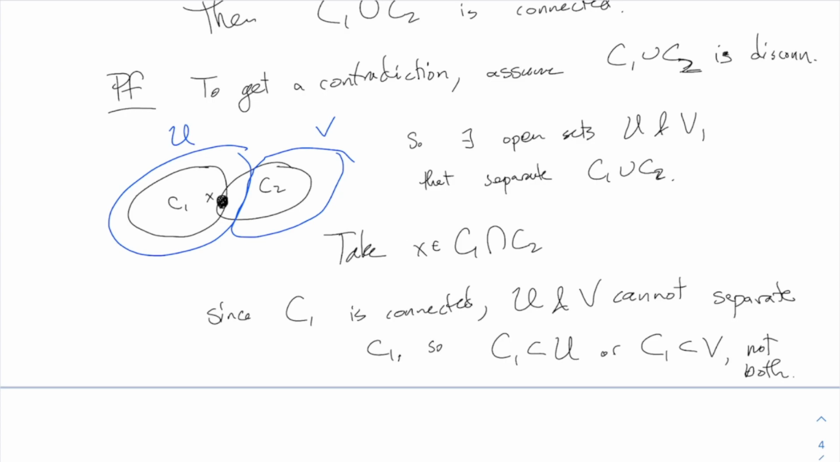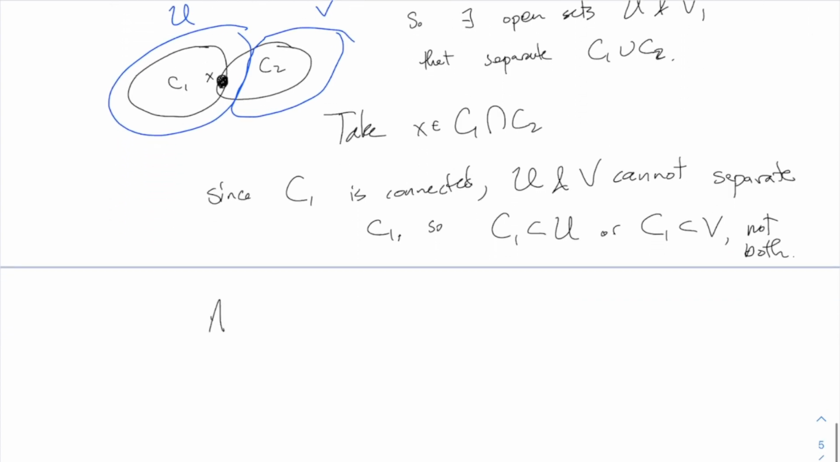Because U and V are a separation, U and V are disjoint, so C1 can't be in both. All right? And then the same goes for C2. Also, C2 is in U or C2 is in V, not both. All right? And we have this point X. I would like to think about all of these things as being either in U or in V, but not both. What about X, the single point?